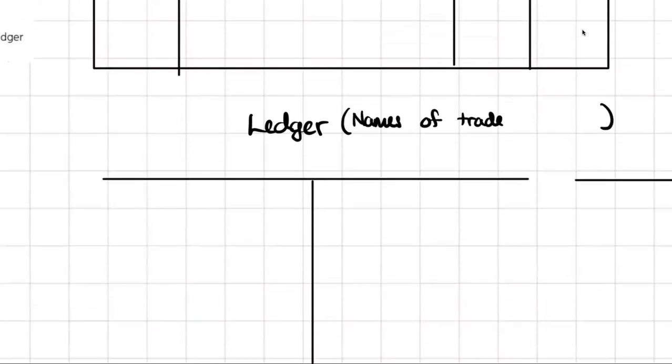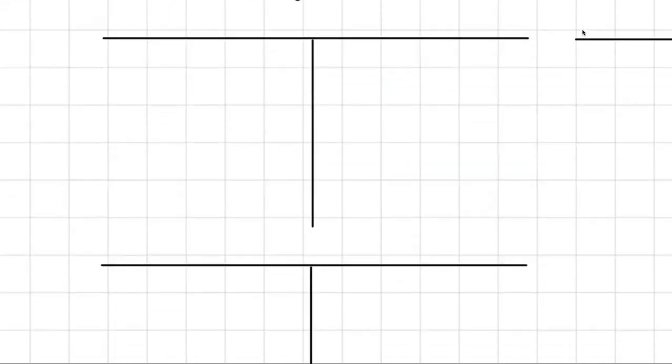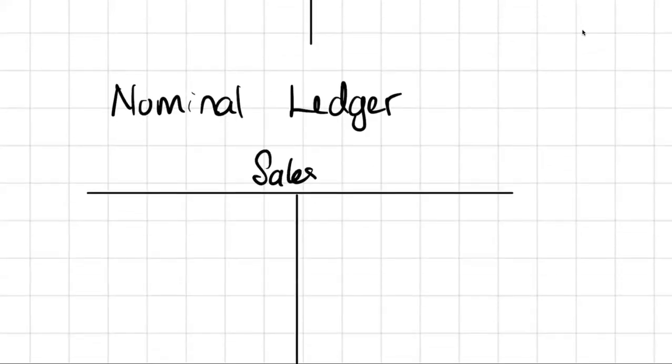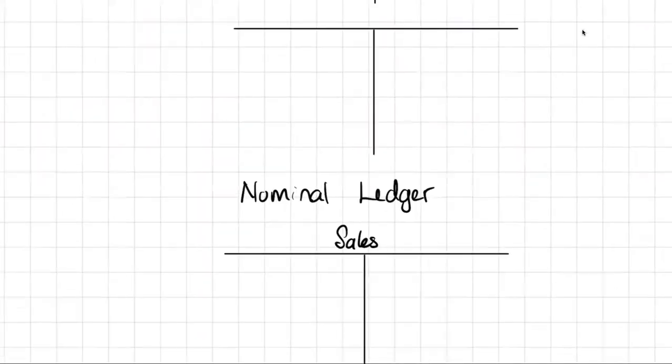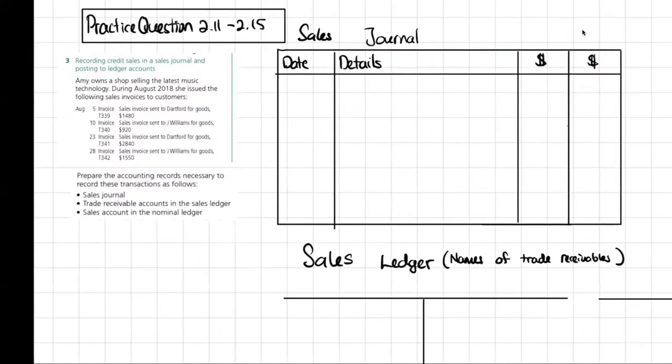And then we have to put it in the sales ledger, which are names of trade receivables. Must be names of companies, names of individuals, names of enterprises. They must be names in your sales ledger. And in your nominal ledger, we'll have your sales account. Sales account is not in your sales ledger because it is not a name of a person. Okay, now let's look at the sales journal.